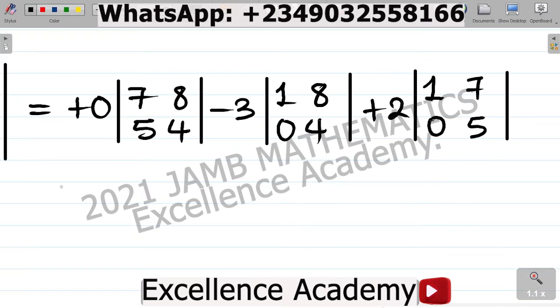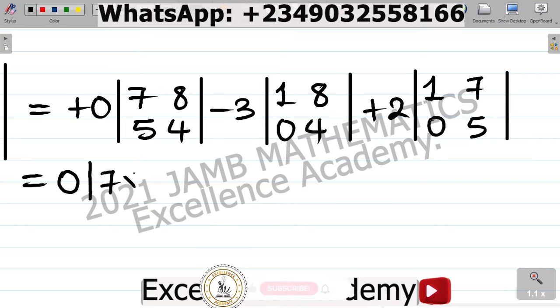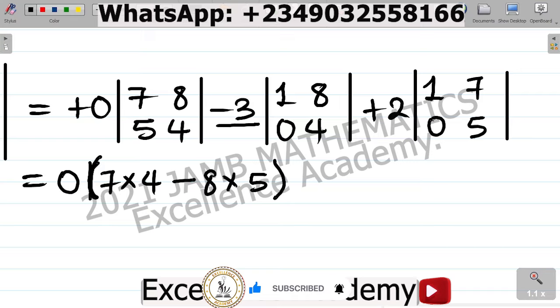Next thing we're going to do is that this is equal to plus 0, or simply 0, into, multiply the terms in the principal diagonal. That means these terms here, multiply them. And that becomes 7 times 4 minus these other terms there, which is 8 times 5. This will be in a round bracket, please. Next up, minus 3.